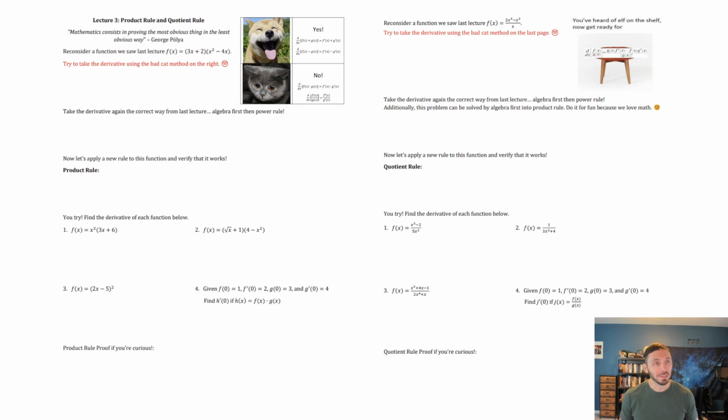Hey, math people, we're looking at lecture 3 of the second chapter of differential calculus, which is Calculus 1. We're going to be looking at product and quotient rule today. We'll start with product, then we'll move to quotient.